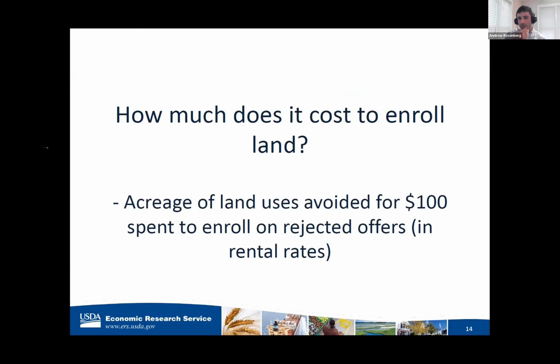Okay, so the final part that we're going to look at is the cost of enrolling land. Basically, how much do you get for what you pay for? So the way that we look at this is we take all the rejected offers and we imagine that if instead of being rejected, they were accepted into the program, how much would it cost to get a certain acreage of each land use? So put another way, how much grain would you get? How much cropland for forage, grazing, et cetera, would you get for every $100 additionally that you could have spent on the CRP?